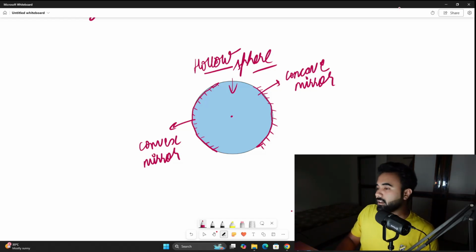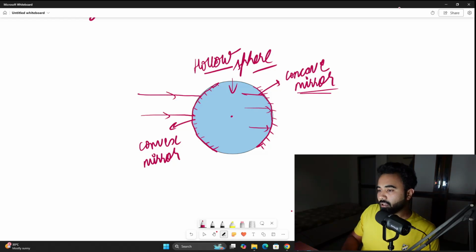So this one, where the reflection of light takes place on the bent-in surface, this is where the light will fall. So this is called a concave mirror, where the rays converge. And the convex mirror is where the rays diverge, hence it is called a diverging mirror. If you remember it like this, things will not be so confusing.